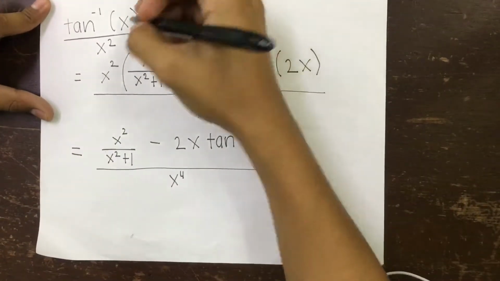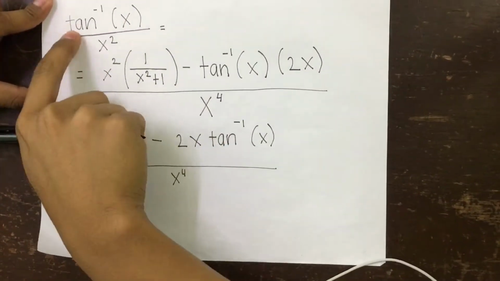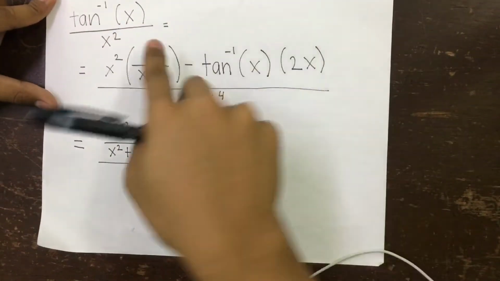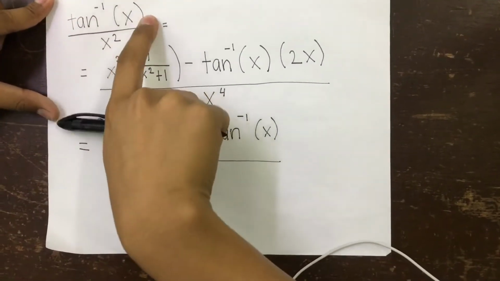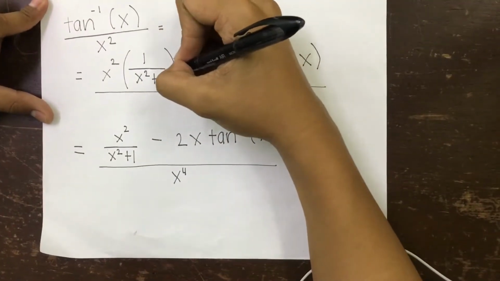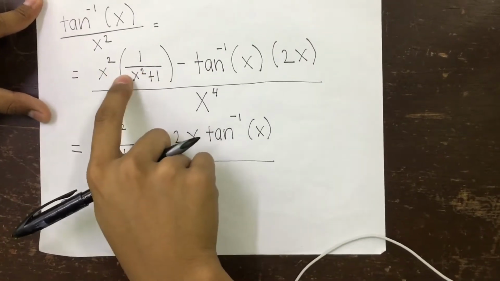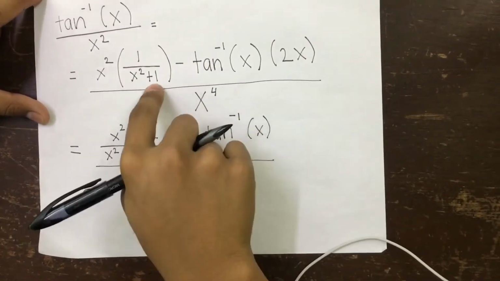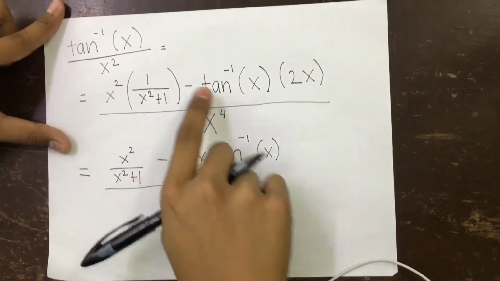So copy low times the derivative of high, which is this one. So the derivative of this one, inverse of tangent x, as stated from the inverse trigonometric rule, is 1 over x squared plus 1. So we'll just write it here. So x squared times 1 over x squared plus 1 is the low d high.